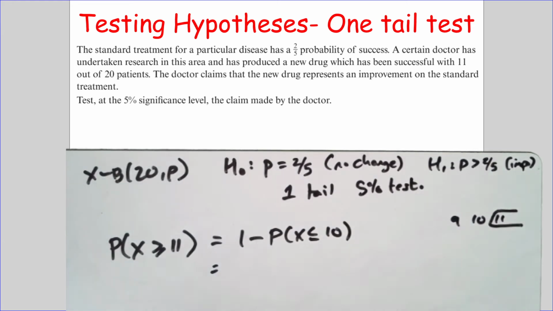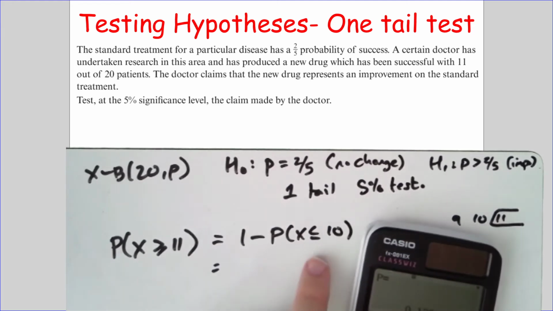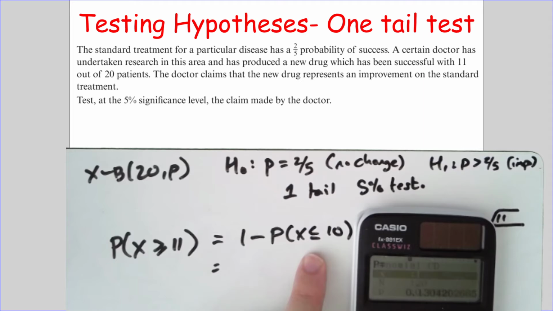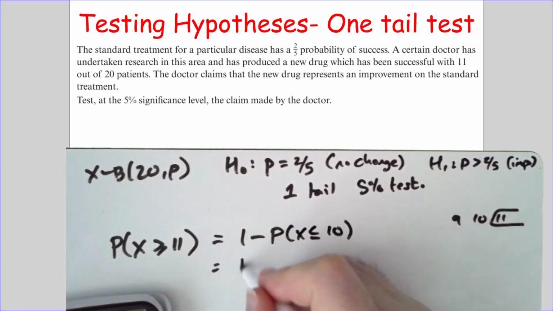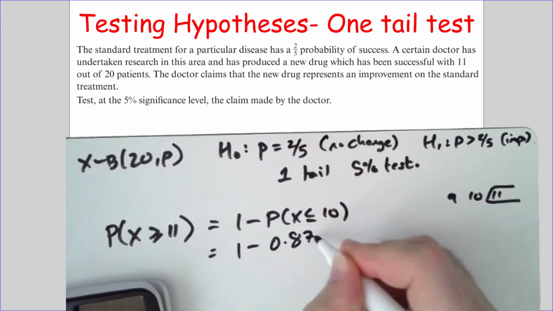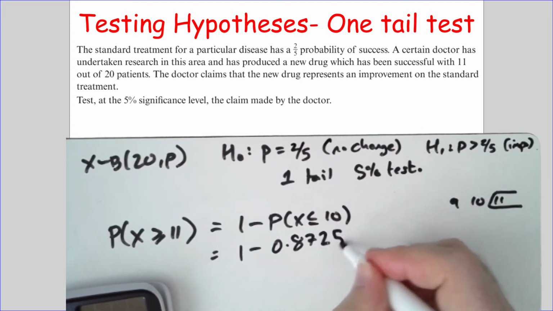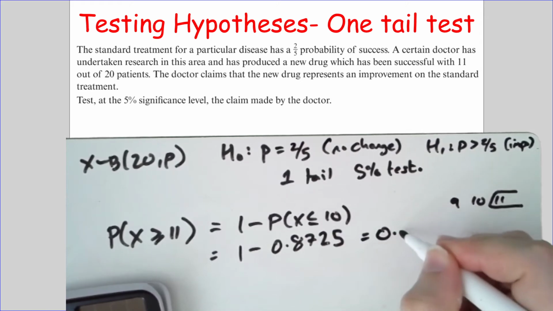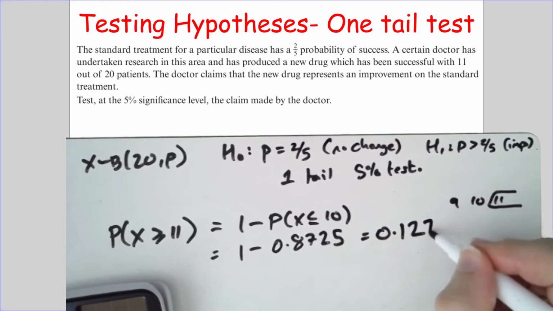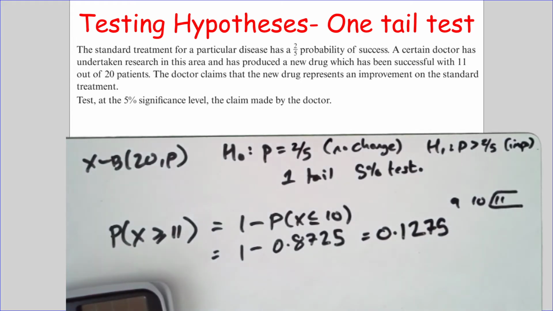So I'm going to reach for my calculator, because we've got a less than or equal to, we're on binomial CD. So we've got 10 in here, 20, we need to put our probability in here. This is 2 out of 5. Press equals, so we get 1 minus 0.8725, which is 0.1275. So we need to look at this and decide, is this bigger than 5%, yes or no?